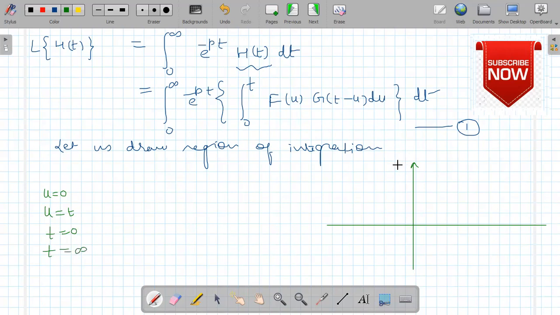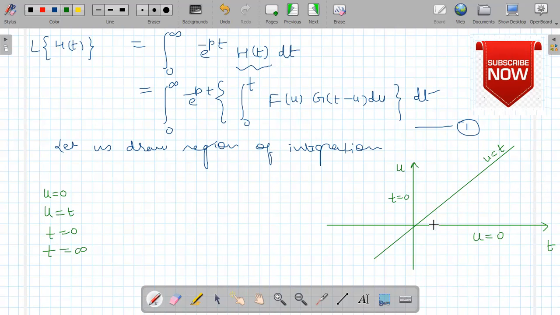So one axis stands for u, another is for t. So this is u and this is t. Your equation u is equal to 0 will be here. This is the whole t axis. u is equal to 0 is represented by the t axis, and then u is equal to t is a straight line passing through the origin. This is u is equal to t, and another is t is equal to 0. So this whole u axis is t is equal to 0, and another is t is equal to infinity. There is no t is equal to infinity here; you can imagine it somewhere very far away.